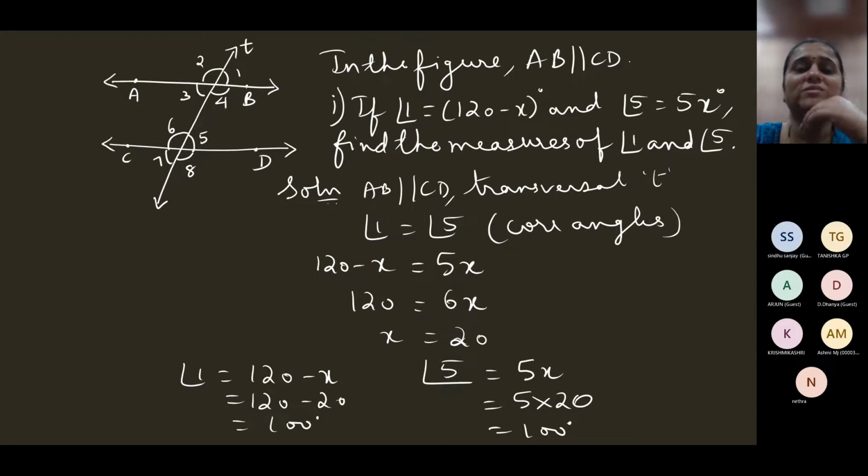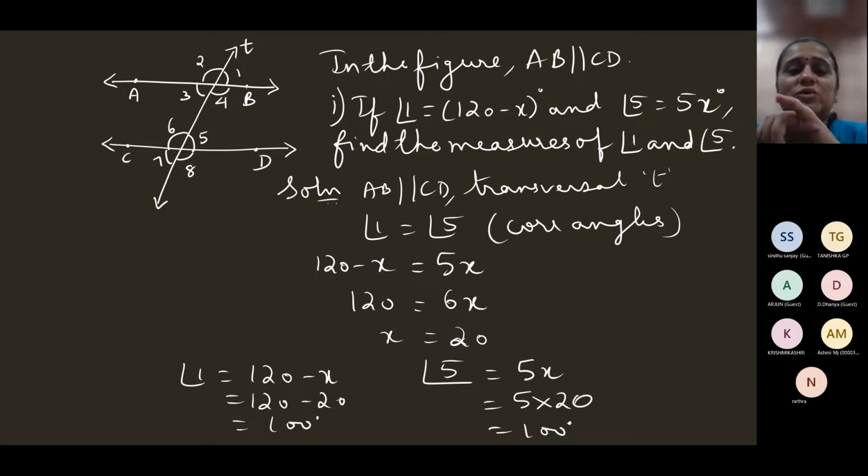So what do we understand from this? What conclusion do you come to? Say something, whatever understanding you get. Angle 2, angle 4 and angle 6 are all equal, ma'am. Correct. All of you thought on the same lines. All are equal because angle 2 is equal to 4, angle 4 is equal to angle 6, and angle 6 is equal to angle 2.